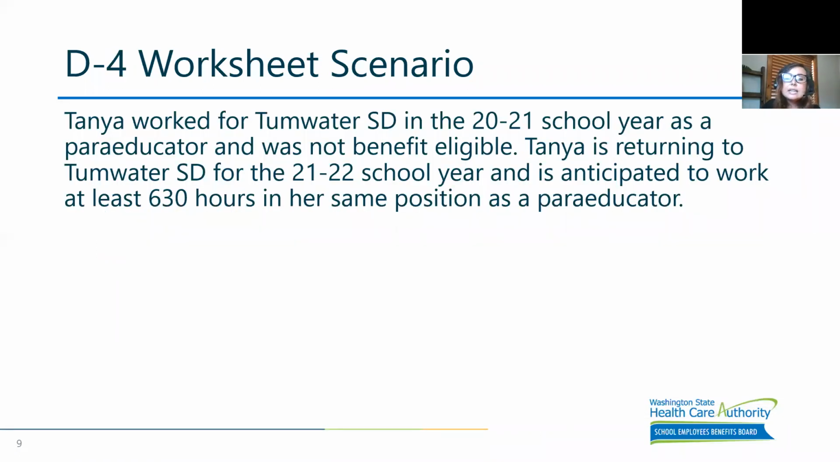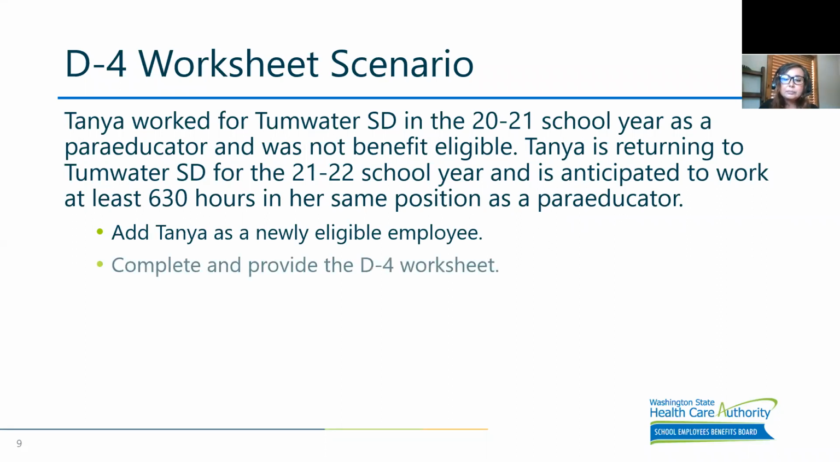All right, so in this next scenario, we have Tanya. Tanya worked for Tumwater School District in the 2021 school year as a paraeducator and was not benefit eligible. Now Tanya is returning to Shelton School District for the 21-22 school year and is anticipated to work at least 630 hours in her same position as a paraeducator. So in this scenario, Tanya would need to be added as a newly eligible employee in SEBB My Account. And you would want to complete and provide the D4 worksheet to Tanya as notification of now being benefit eligible.